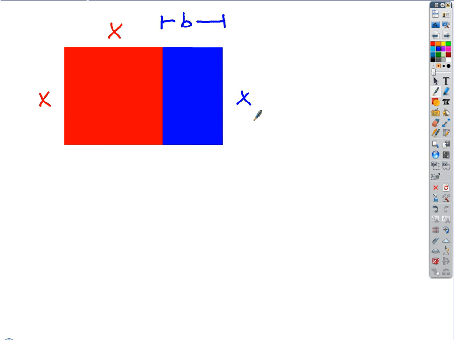That's b times x, right? Yeah. And so this area that I've drawn here represents x squared plus bx. My goal is to turn this into a bigger square. Okay? Well, look what I can do. I can cut the blue area in half.